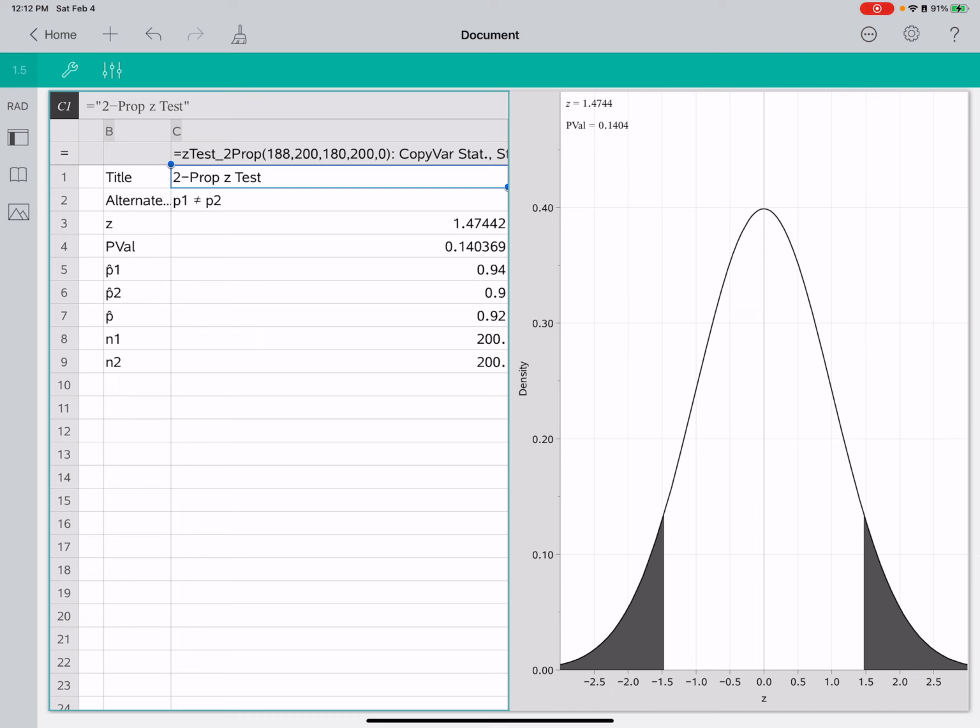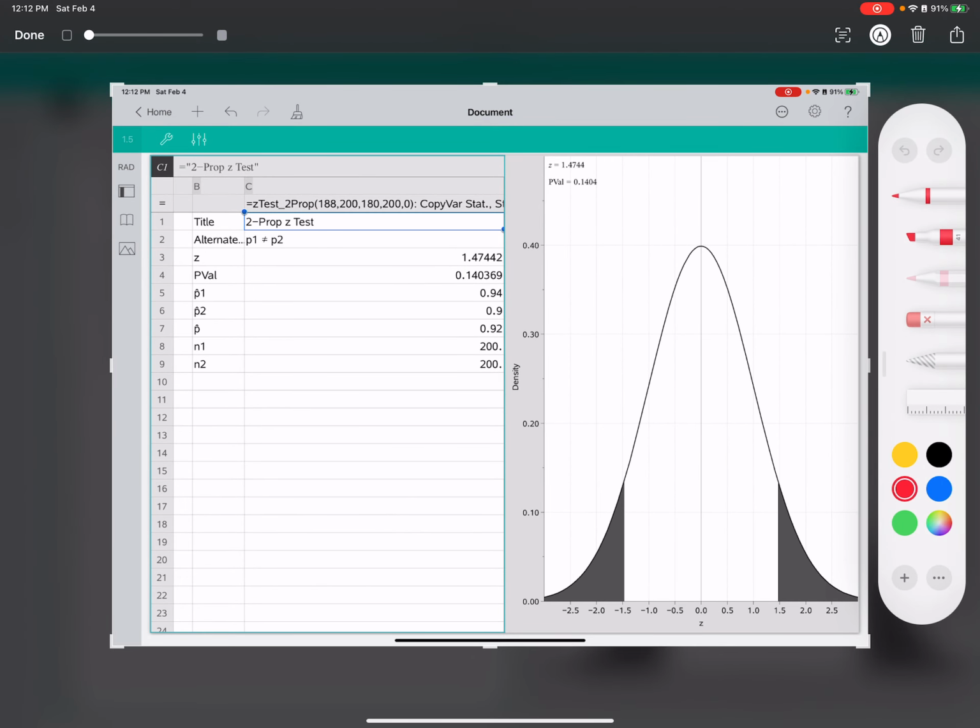So I have my z-score as 1.4472. Let me take a screenshot so I can highlight here for you where I'm talking. My z-score is 1.4472. My p-value is going to be 14%. Now this is 7% and this is 7%, but both of them together are 14% because it's a not equal to. My p̂1 is 94%, that was that 188 out of 200. And that's p̂2, that 180 out of 200. It did the math for me.